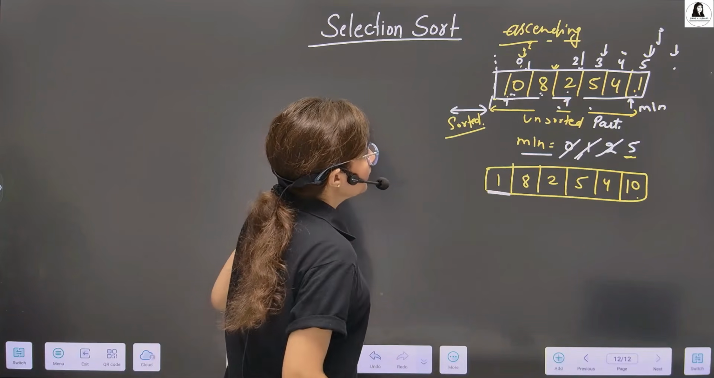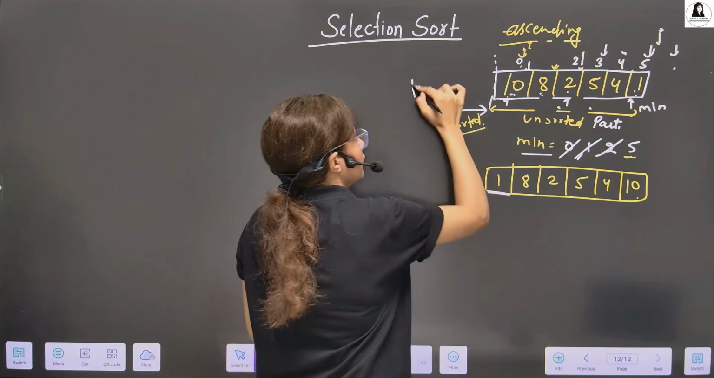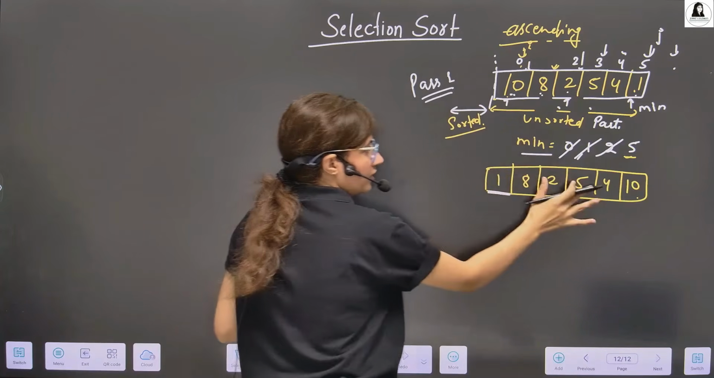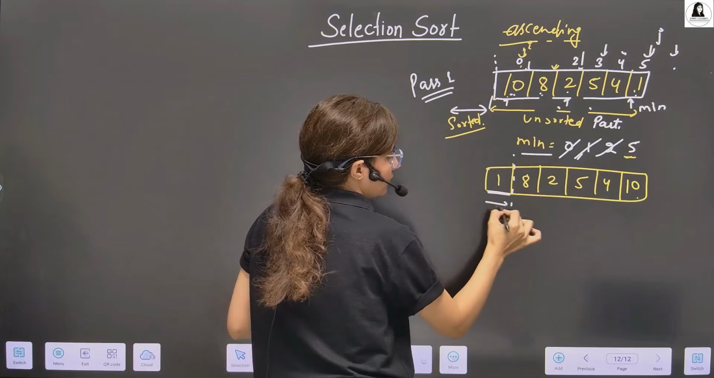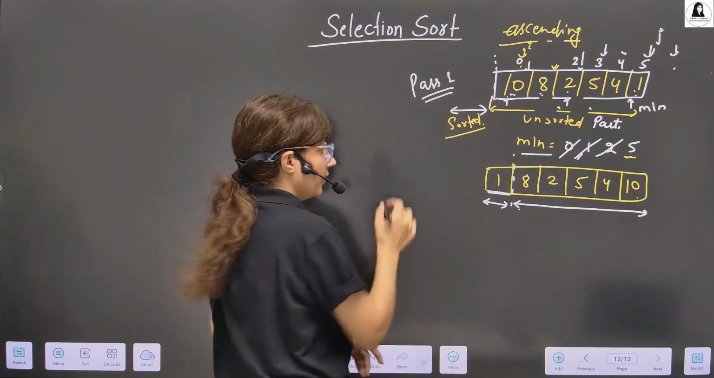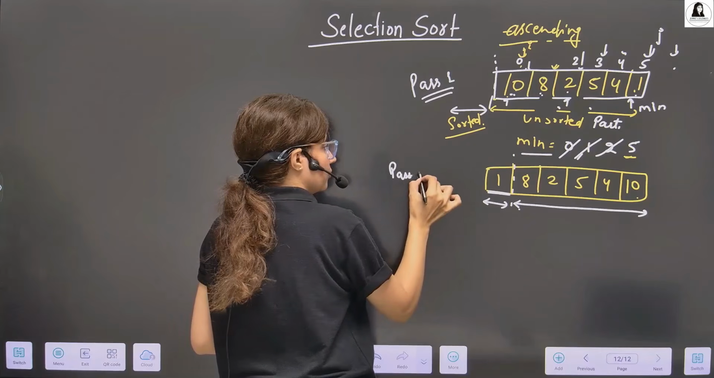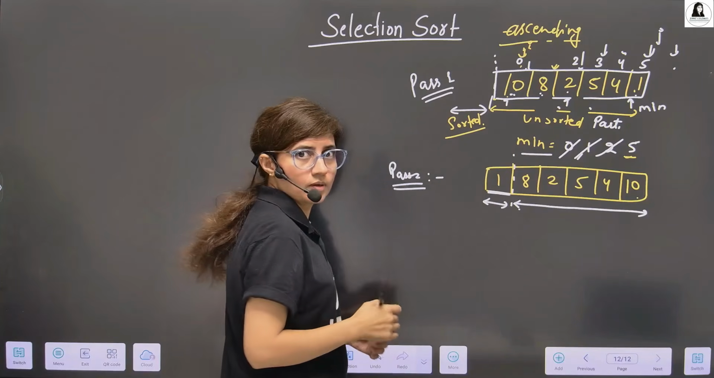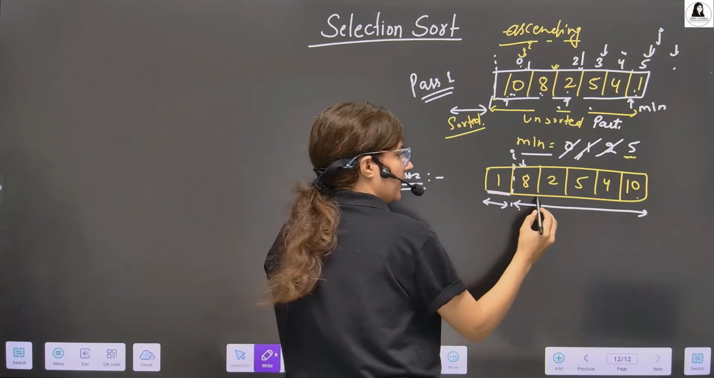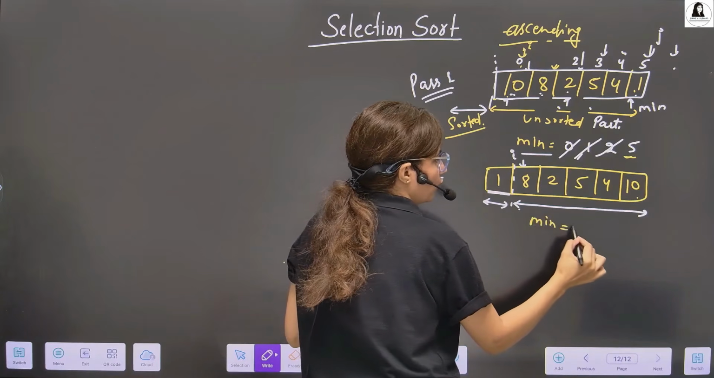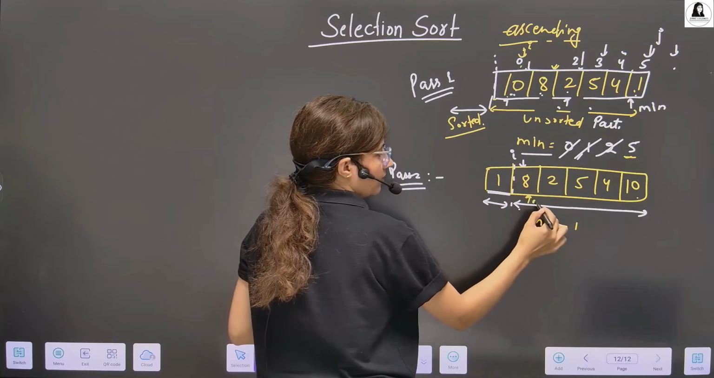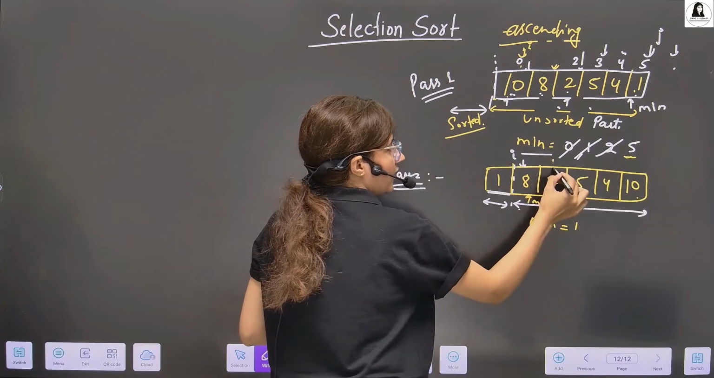Okay. Now this was basically pass 1. After pass 1, this is my array. Now this is my sorted portion. This is unsorted portion. Now I'll start pass 2. Now in pass 2, obviously I would start from here. I is here. Same again. I'll consider my min is equal to 1 because index is 1. So min is also here. And now I'll start, j is here.